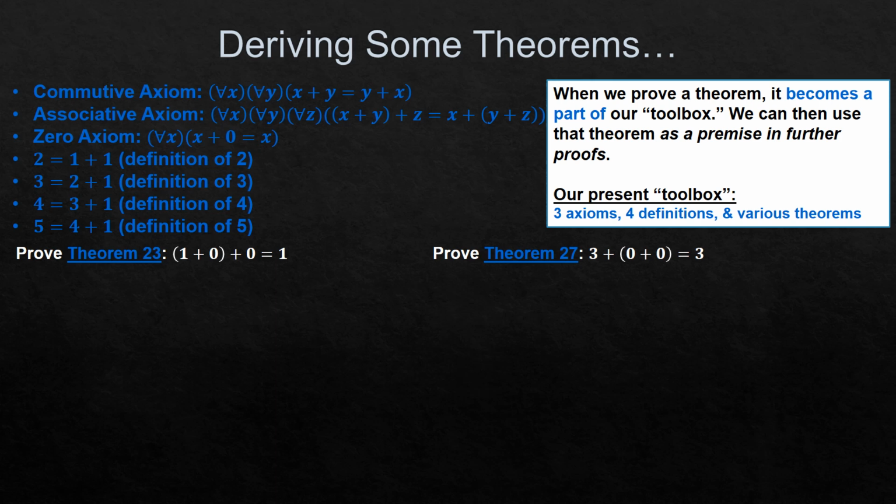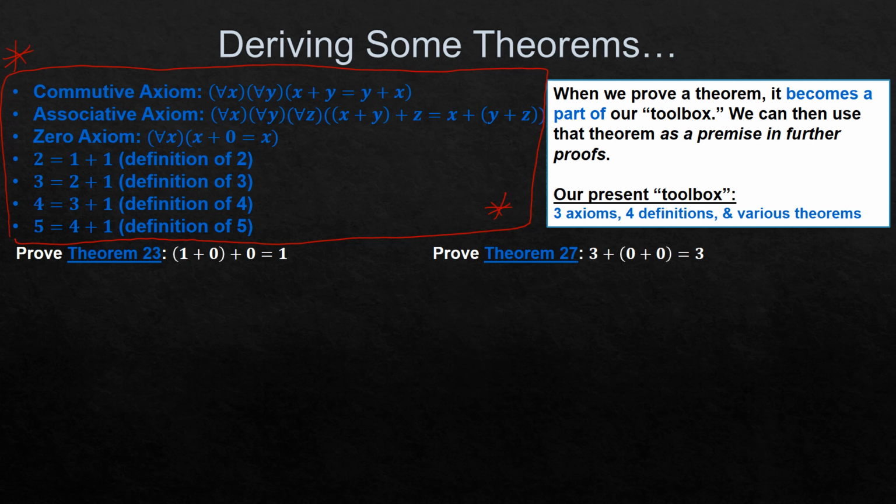We'll derive some theorems. We have a toolbox, and within this toolbox, we have some axioms, some definitions, and finally, at least implicitly, various theorems, although I don't explicitly list them here. For example, a theorem before 23, insofar as we have proved that theorem, it becomes part of our toolbox as a premise, and as a premise we can use it in further proofs. For example, if we prove theorem 23, we can then perhaps use it as a premise to prove theorem 27, or whatever. Now this time we have three axioms. We have the commutative axiom, the associative axiom, and the zero axiom. That's really the only thing that's new, although I suppose we have additional implicit theorems.